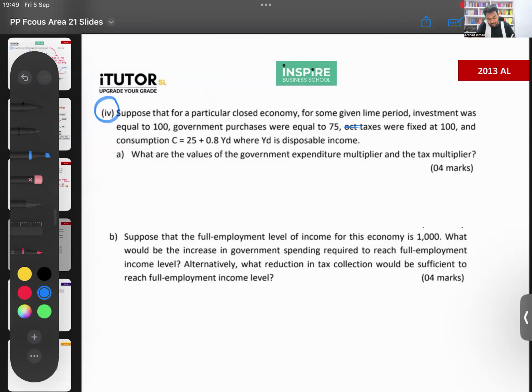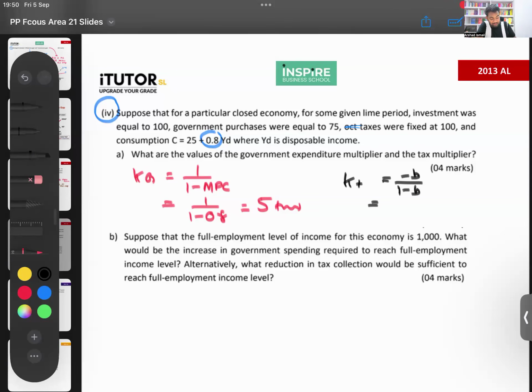Easy. So from the MPC, you can calculate the two. Your government spending multiplier is 1 over 1 minus MPC. How much do you get? 1 over 1 minus 0.8. Your government spending multiplier is 5 times. Okay. How much is your tax multiplier? Tax multiplier is minus B over 1 minus B, or minus MPC over 1 minus MPC. So minus 0.8 over 1 minus 0.8. How much do you get? Minus 4 times. I feel that's one of the easiest 4-mark questions ever.